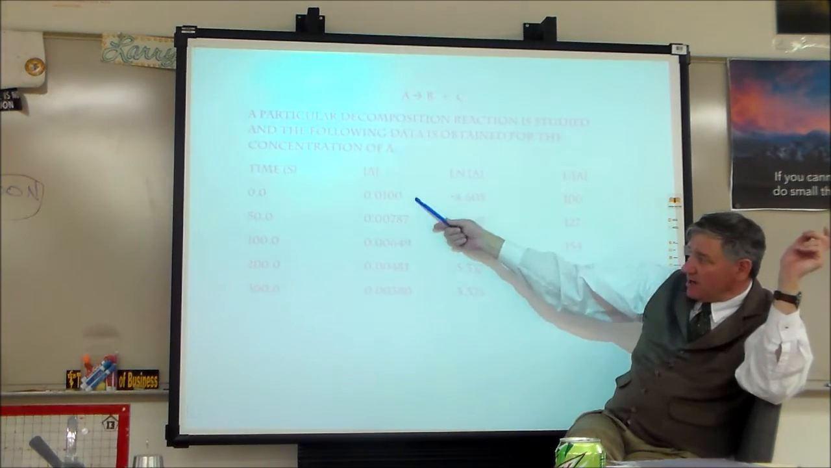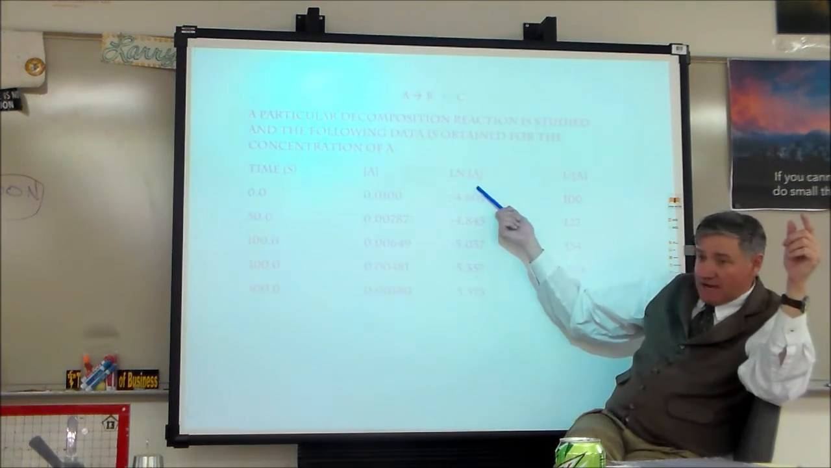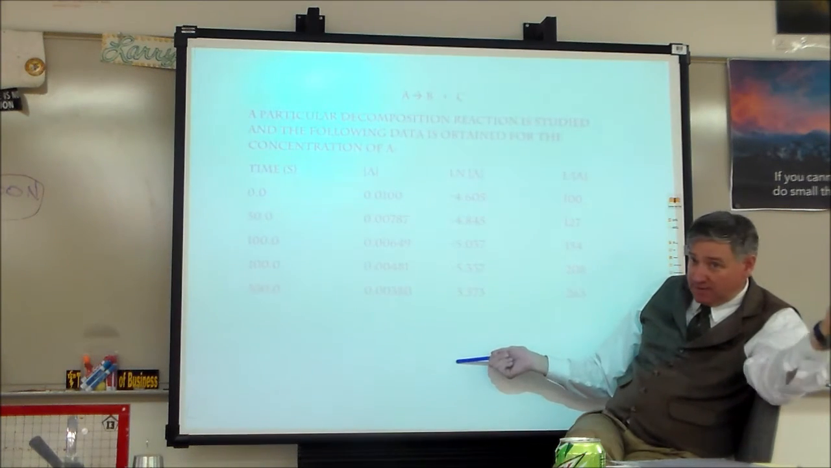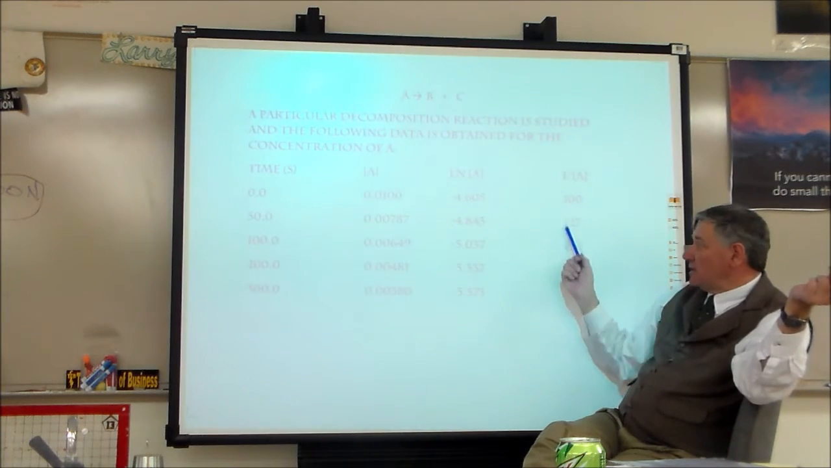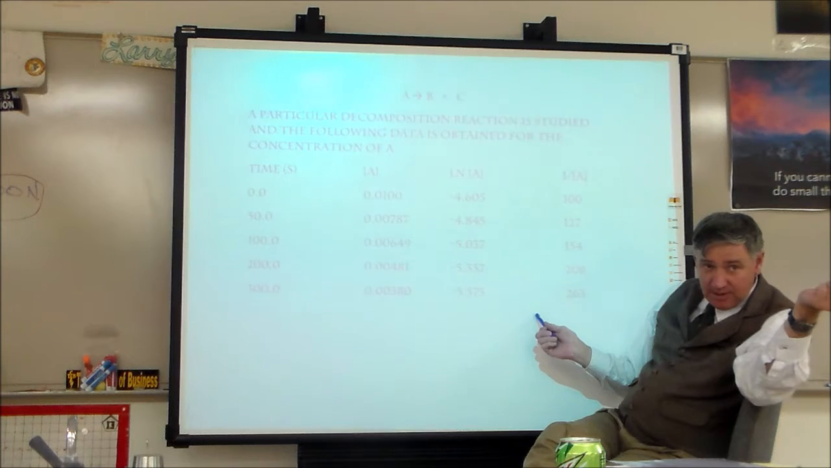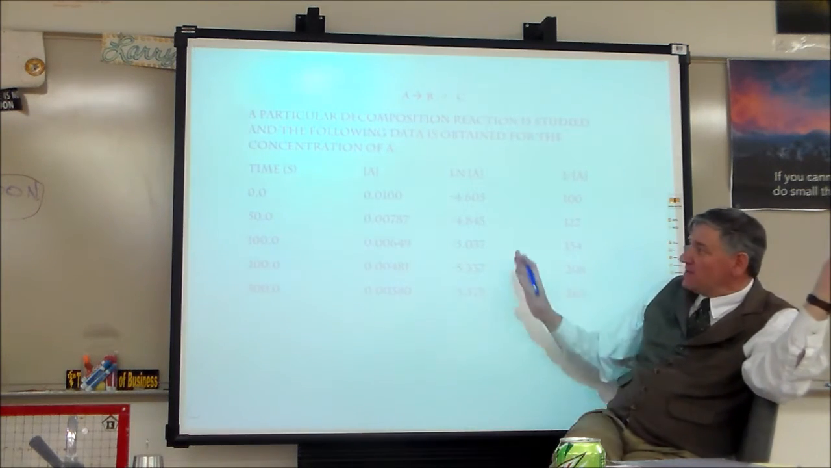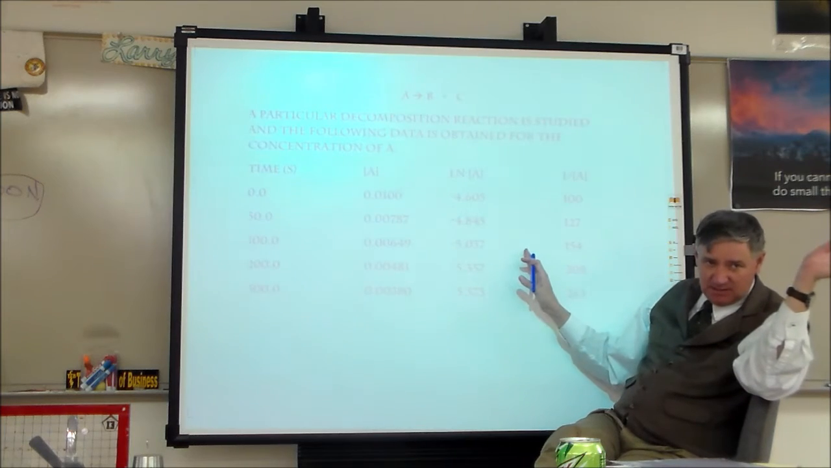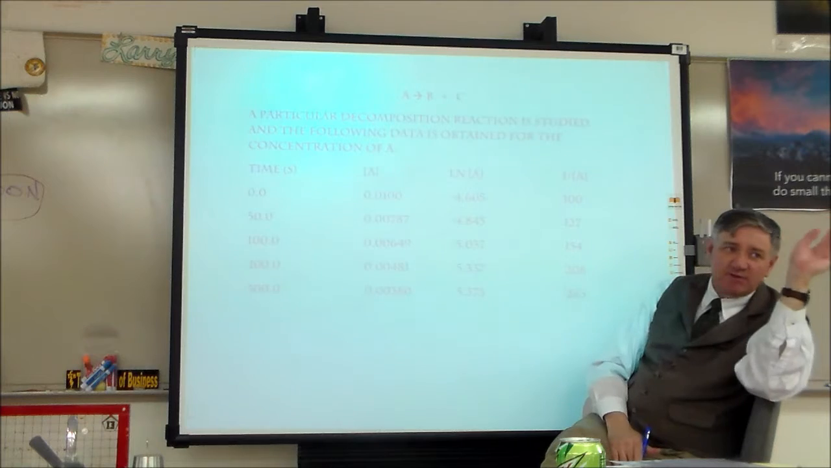Because you're talking about a decrease in the concentrations, your natural log values are becoming bigger negative values, your inverse values are becoming bigger positive values, okay? Now, at this point, you can't tell anything. The only thing you have is this. So the only thing that you can do, and trust me, there is no shortcut.